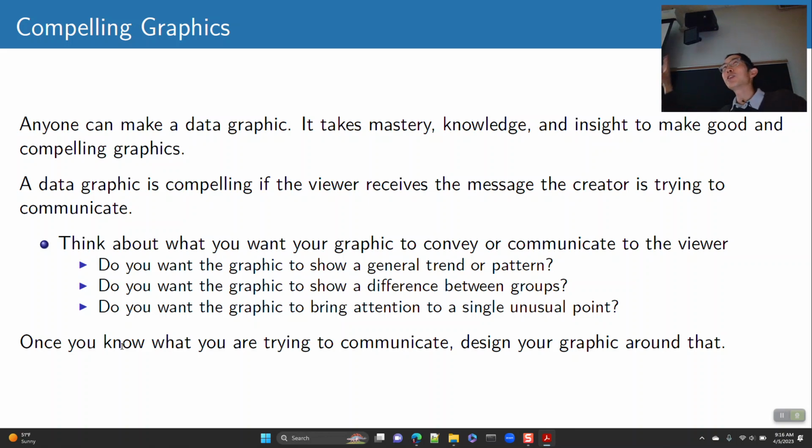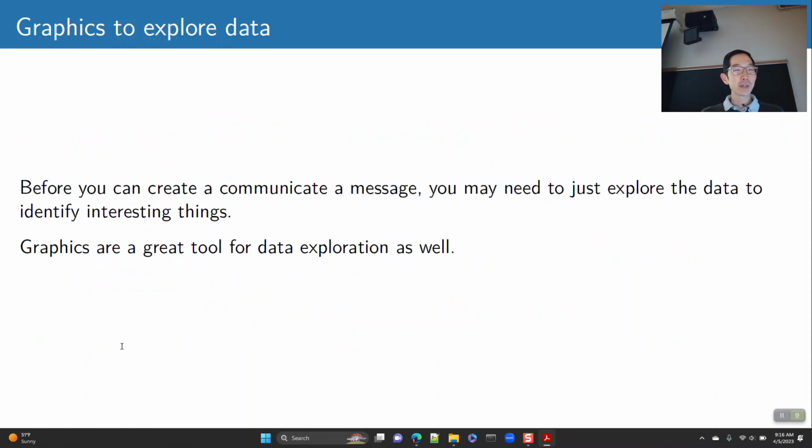You can think of data visualization as having two stages, right? One is our ultimate goal, to create a compelling graphic, okay? But before we can even do that, we often have to look at what kind of story even exists in the data. And so a major aspect of data visualization is just to explore the data, right? Before you tell some kind of story or communicate some kind of message to the reader, maybe you just want to explore the data. And data visualizations allow us to explore the data as well.